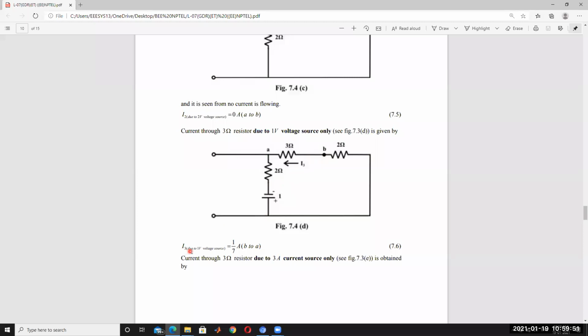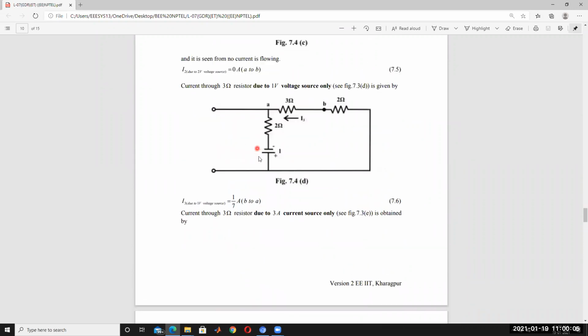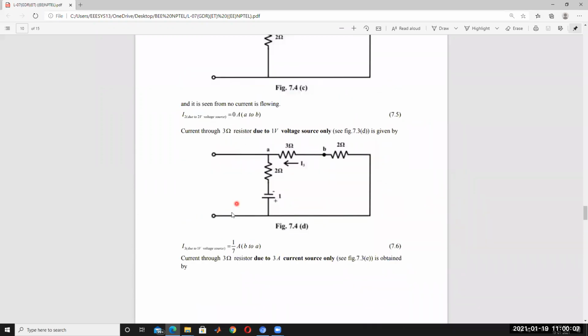I3 due to the 1 volt source, anti-clockwise direction. I is equal to V by R, 1 volt by the total resistance. I3 due to the 1 volt source: I is equal to V by R, means 1 by the resistance, 2 plus 3 plus 2.